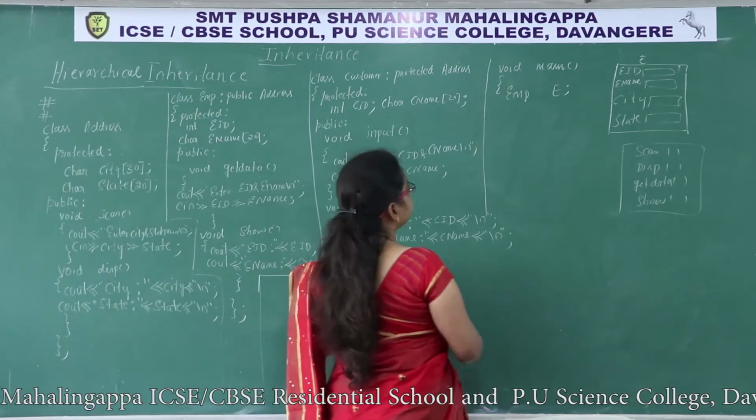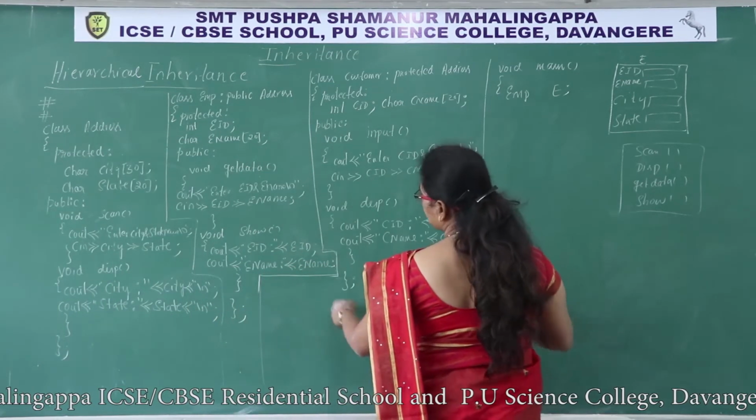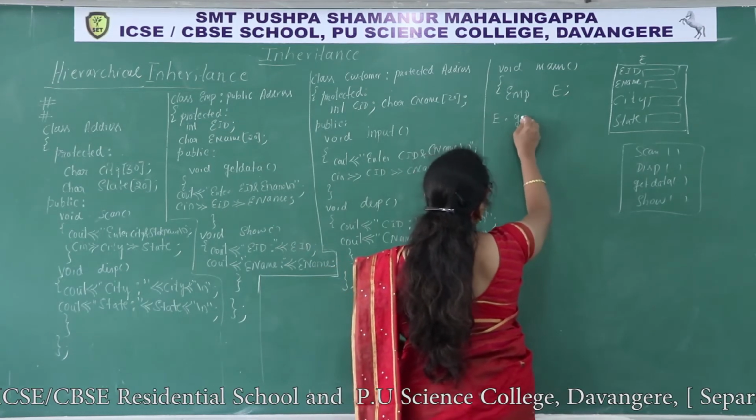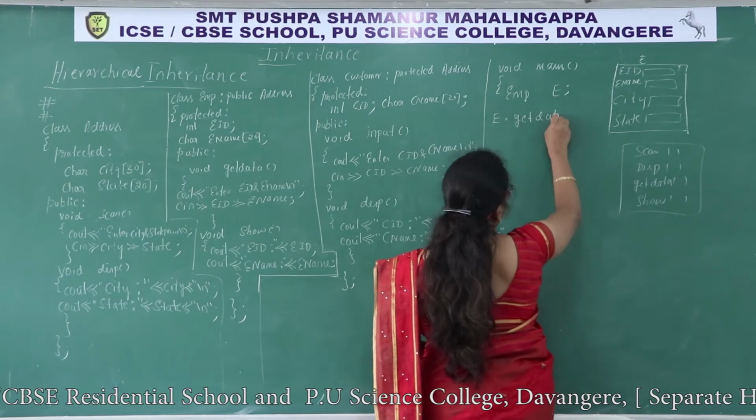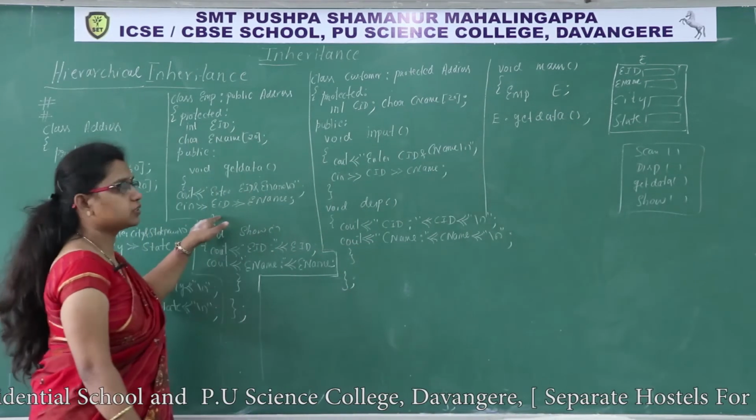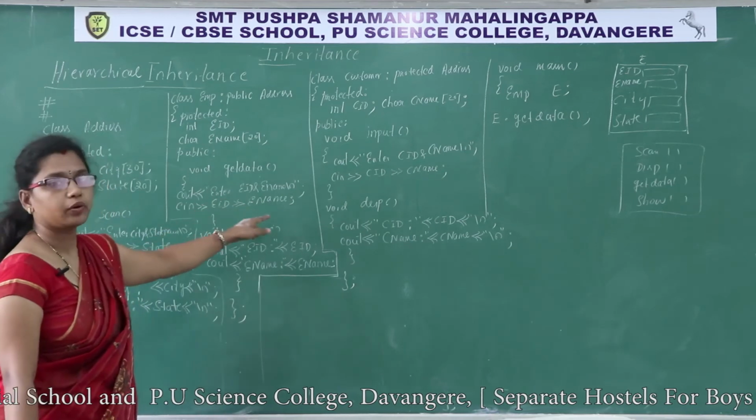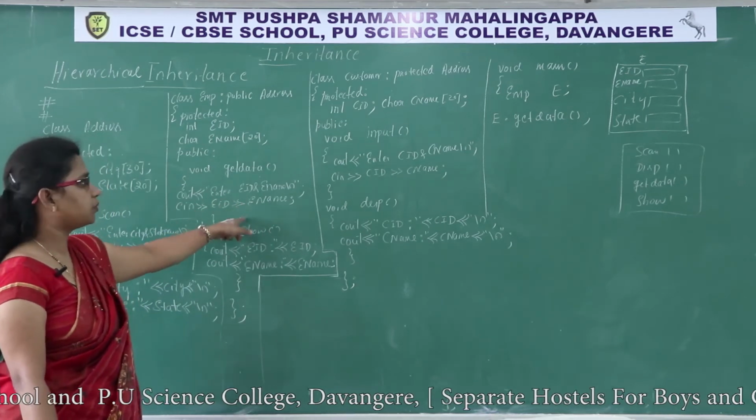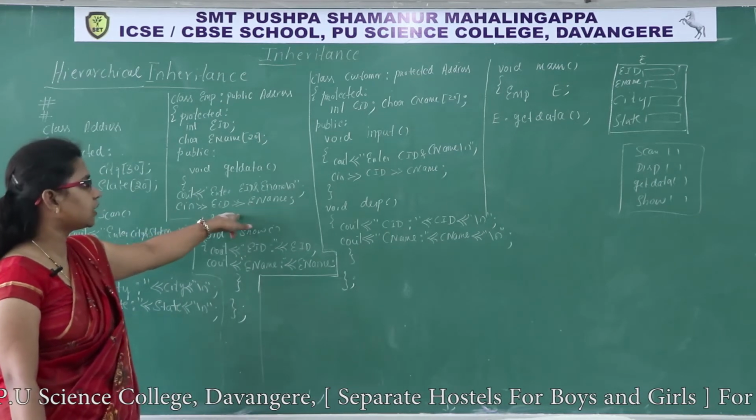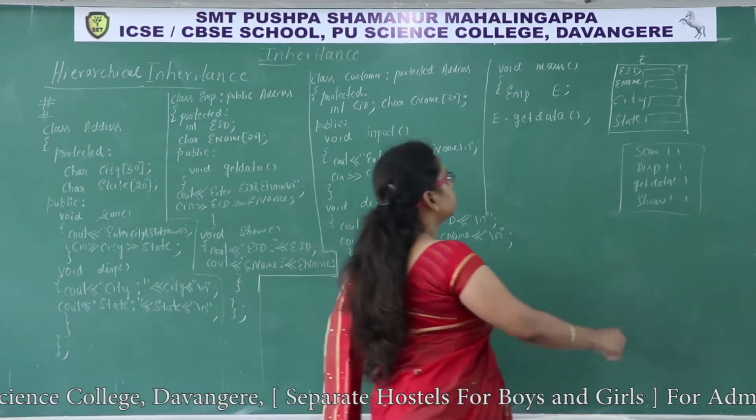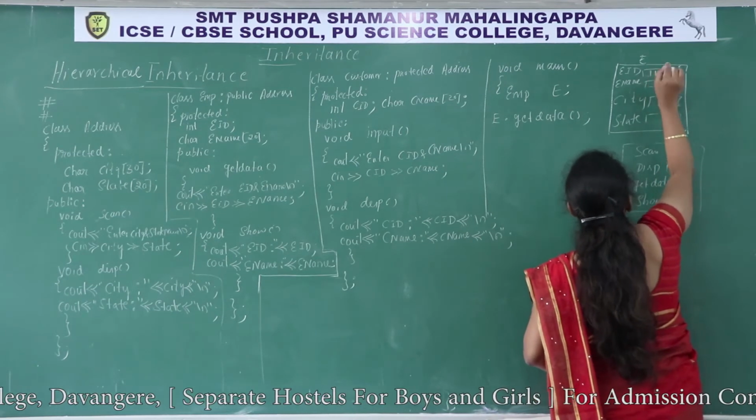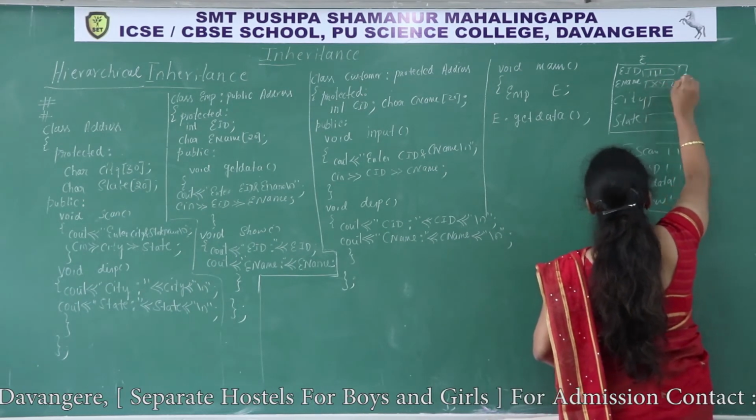Now I want to call get data function. So E dot get data. These two instructions will be executed. Enter employee ID and employee name. So this will be input and it will be stored in the data members. For example, employee ID 111, employee name I will take XYZ.